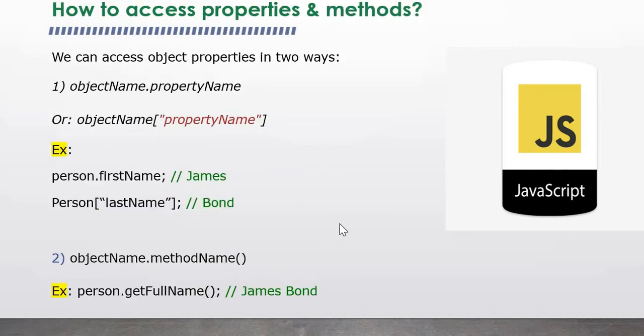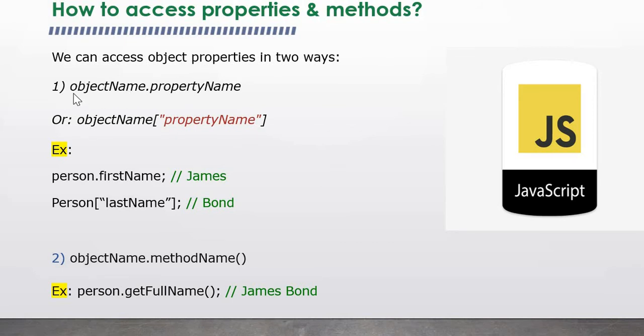Okay, so now we have seen how to create an object following two different methods, two different processes. Now how to access? Now you have an object, and the object has properties as well as methods. Now how are we going to access the properties and methods from an object? So we can access object properties in two ways.